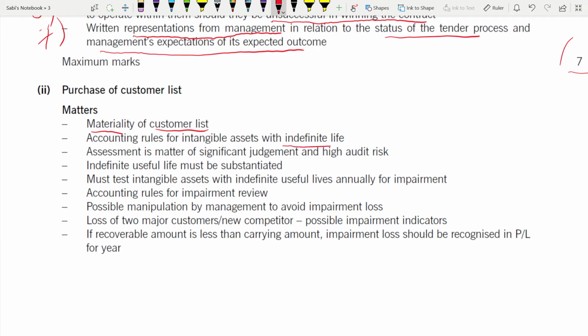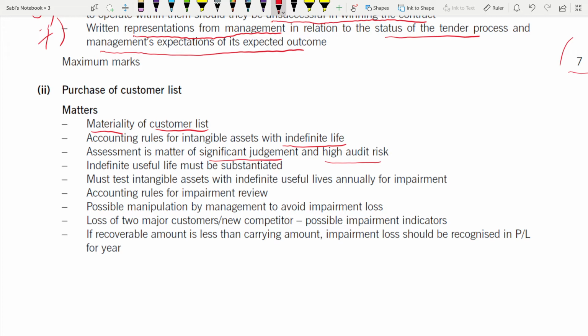Next, accounting rules for intangible assets with indefinite life. Because you told us indefinite life, what are the rules for intangible assets? That is a matter. Third, what is the significant judgment? Assessment is a matter of significant judgment and also high audit risk. Because it's an intangible asset and also with an indefinite life, this is a very risky area, which will lead to high audit risk. Okay. And in this area you need to use significant judgment also.